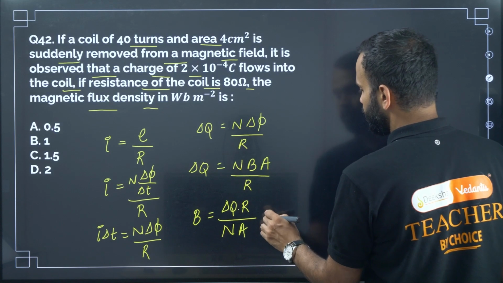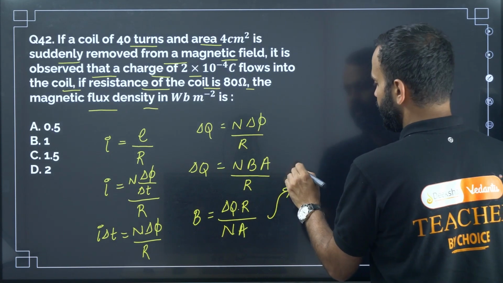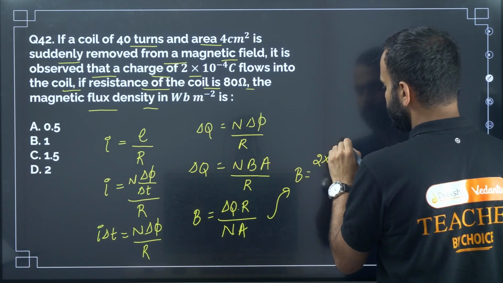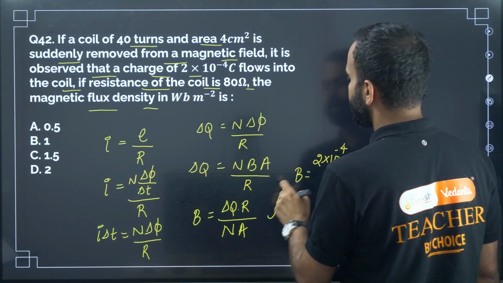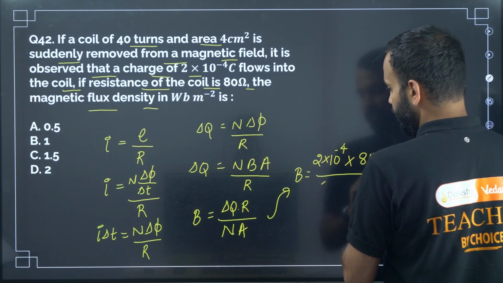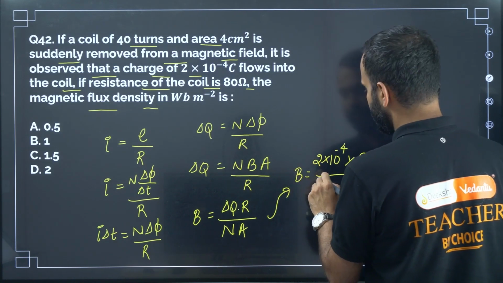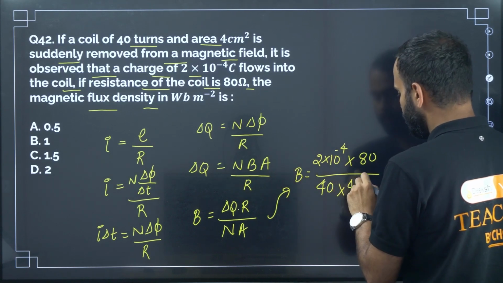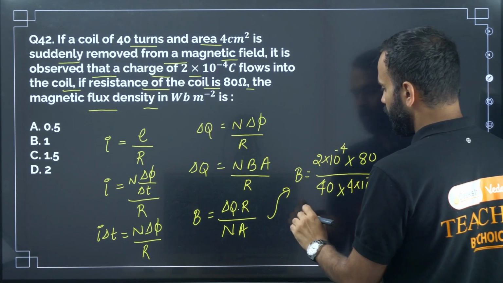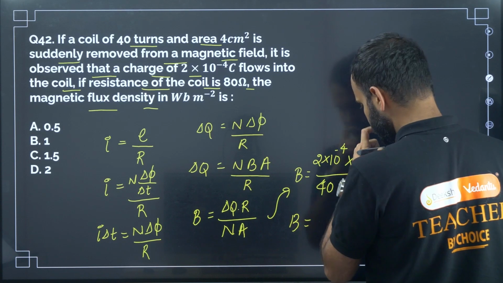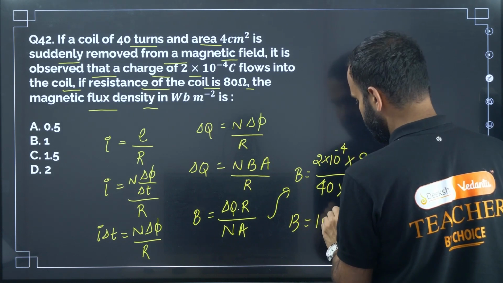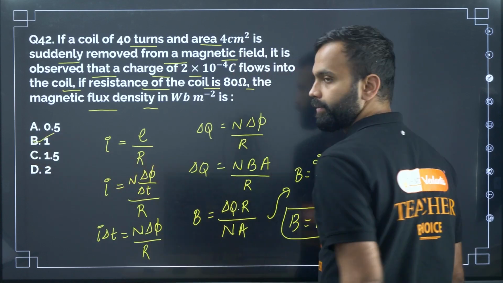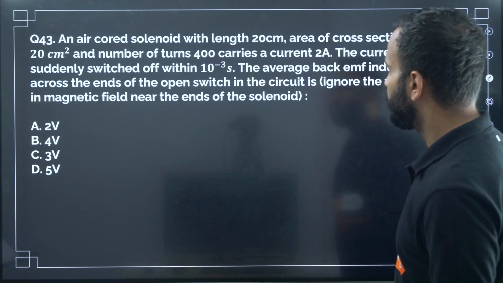Now substitute the values. B equals delta Q, that is 2 into 10 to the power minus 4, into R, R is 80 ohm, divided by N, which is 40 turns, into area, which is 4 centimeter square, that is 4 into 10 to the power minus 4. Now solve this, you will get B equal to 1 Weber per meter square. So the correct option is B. Next question, question number 43.